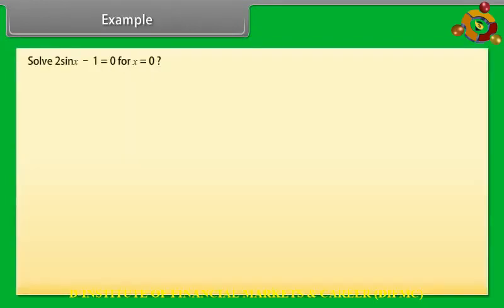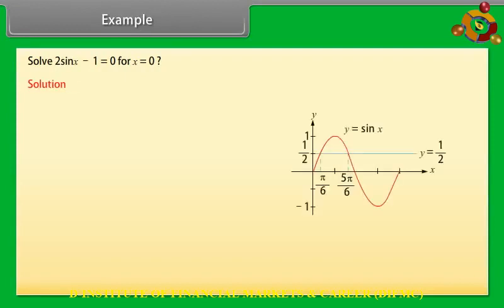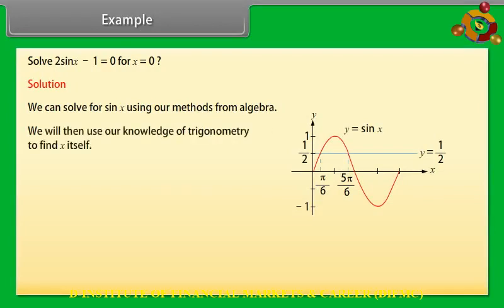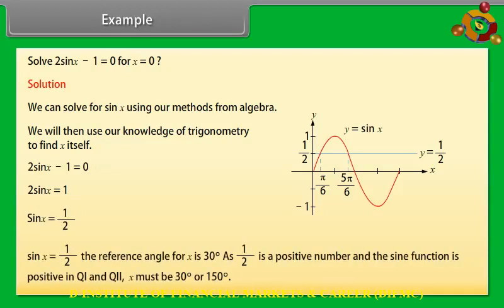Example: solve 2 sin x minus 1 is equal to 0 for x. Solution: we can solve for sin x using our methods from algebra. We will then use our knowledge of trigonometry to find x itself. 2 sin x minus 1 is equal to 0. 2 sin x is equal to 1. Sin x is equal to 1 by 2. The reference angle for x is 30 degrees, as 1 by 2 is a positive number and the sine function is positive in quadrant 1 and quadrant 2. x must be 30 or 150 degrees.